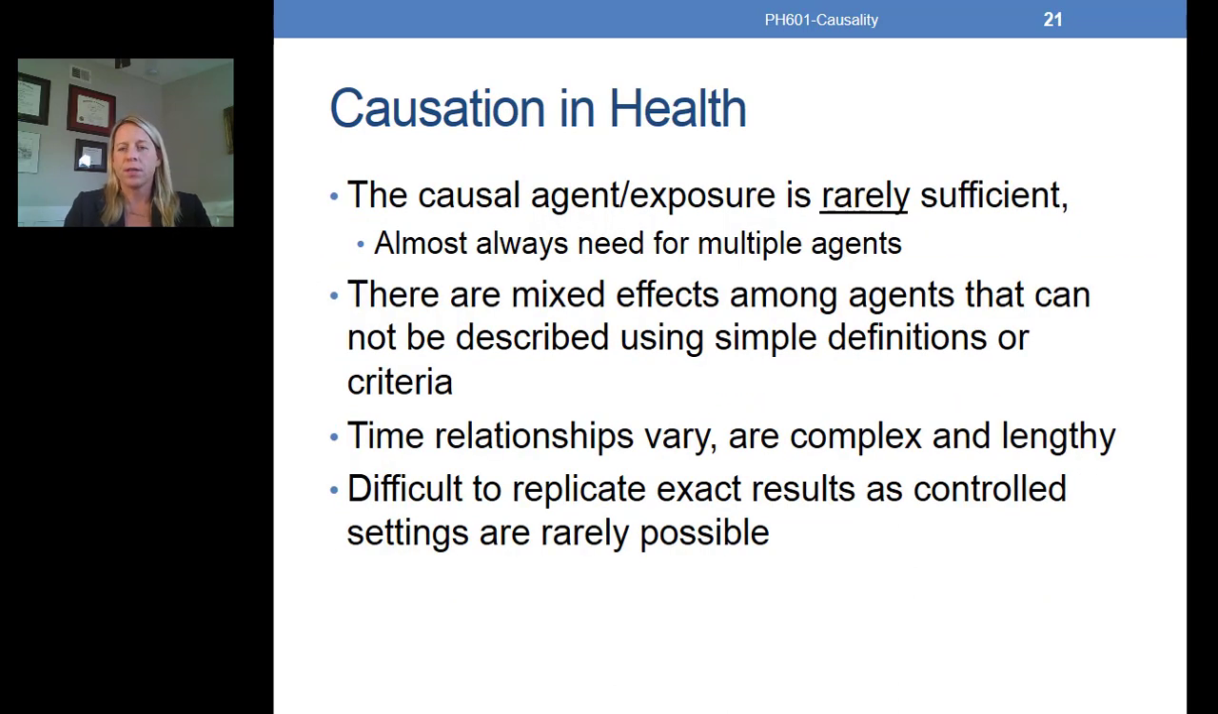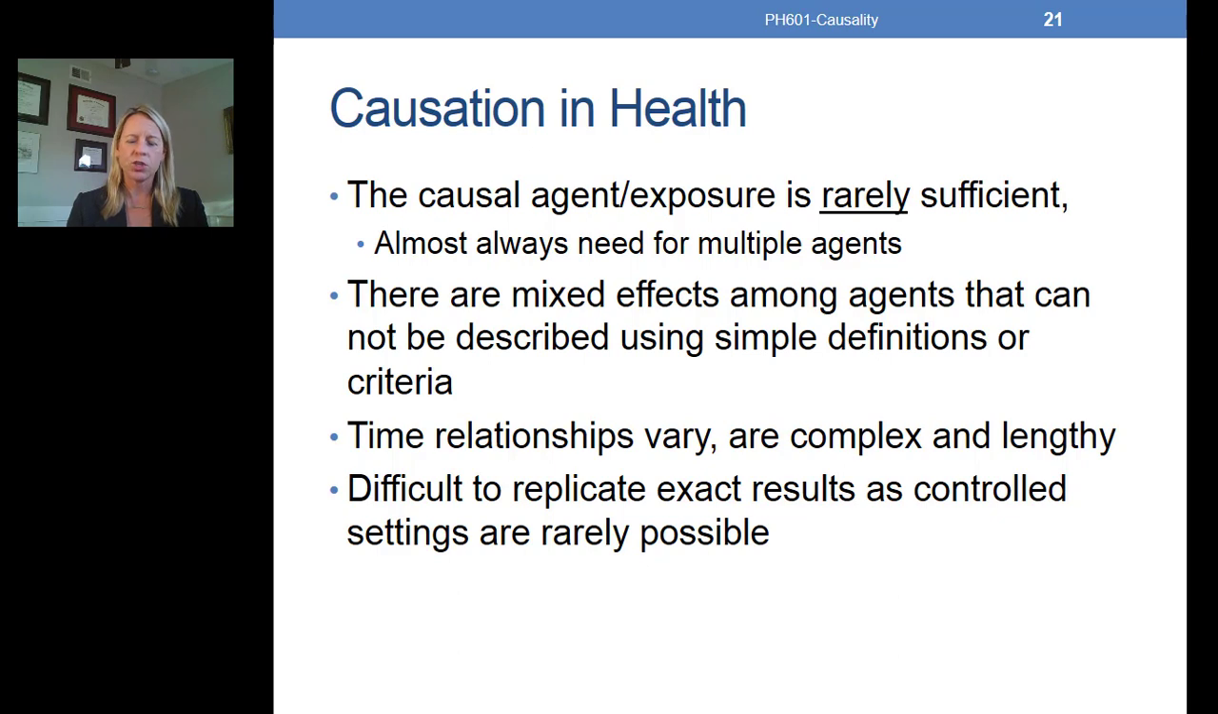So now I want to shift and get more specific and talk about causation in health. So as I've been saying, a causal agent or some exposure is rarely sufficient to cause the disease. There's almost always a need for multiple agents in order for the disease to occur. And that means that there are mixed effects among these agents that cannot be described using our simple definitions or criteria. That is, the last 4 examples I gave you. Those are very simple and really don't describe the true relationship between risk factors and disease in reality.